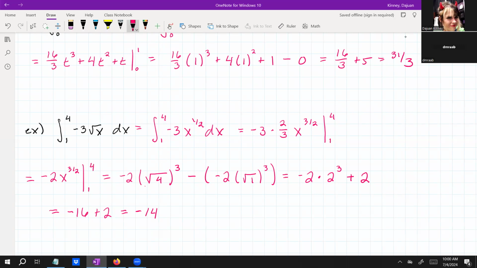We can get negatives. This means that our function is going to be below the x-axis. That is really ugly, but you get the idea. So our function is downstairs.